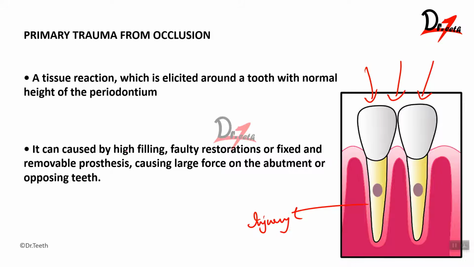It can result due to high fillings, faulty restorations, fixed and removable prostheses which are altered, or large forces on the abutments or the opposing teeth. The point to remember here is the height of the periodontium is normal.